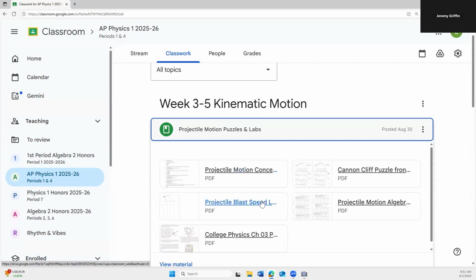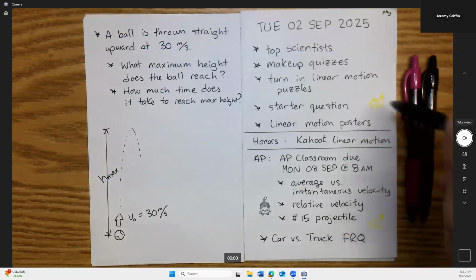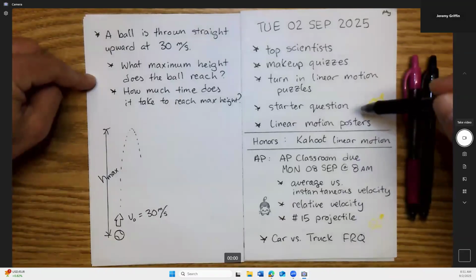So I do have these printed out. If I don't hand these to you today, then possibly tomorrow. So about midweek, I'm going to start getting you guys going on projectiles. So that's coming up pretty soon. So look for that. Let's see, we're over here. Okay, yeah. So we're going to look at this question.